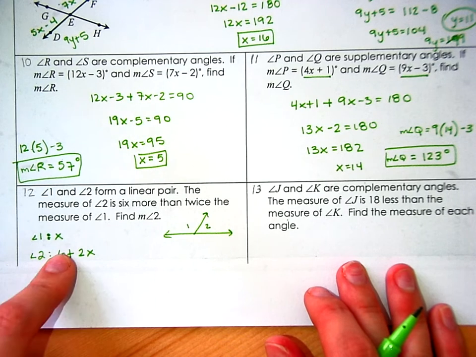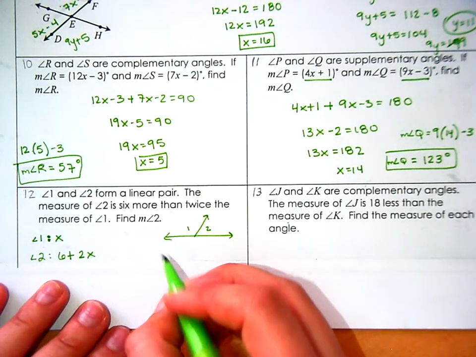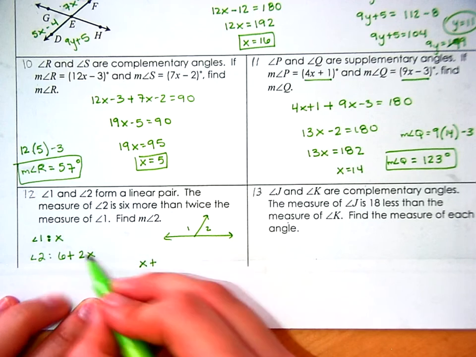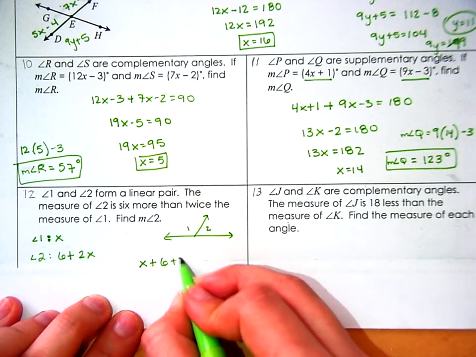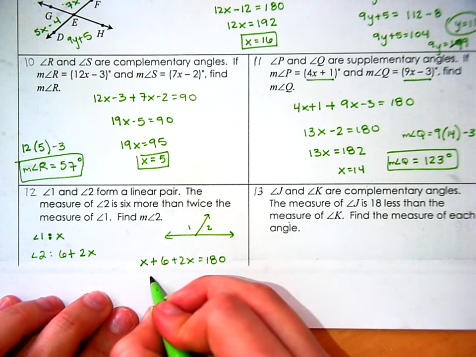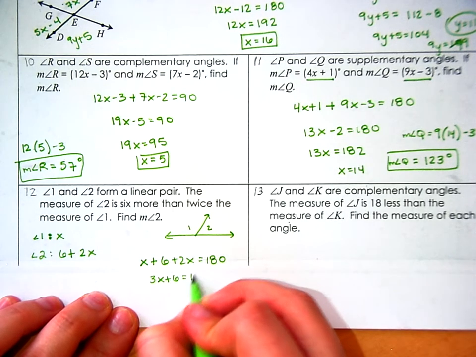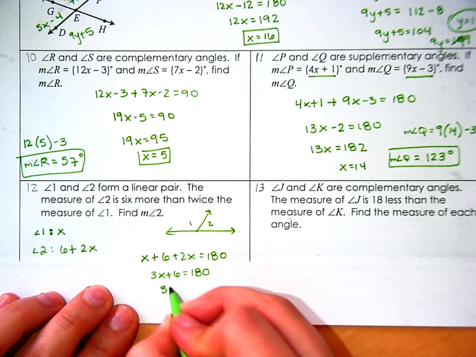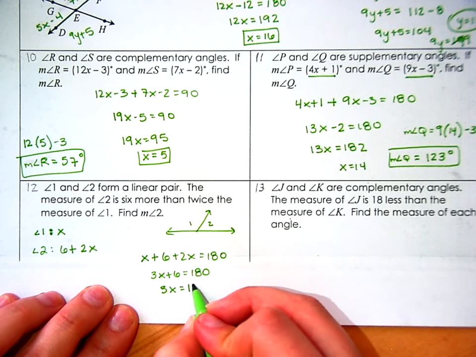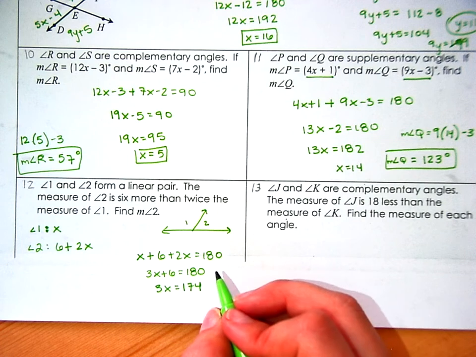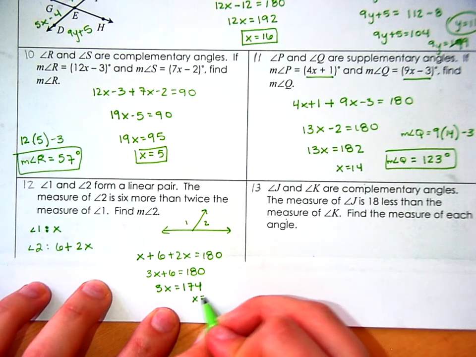Then it wants the measure of angle 2. We know they add up to 180. So x plus the second angle equals 180. Okay, so I've got 3x plus 6 equals 180. And then just solve for x, so subtract 6. I've got 3x equals 174. And if I do 174 divided by 3, x equals 58.